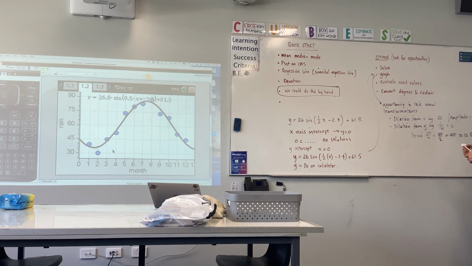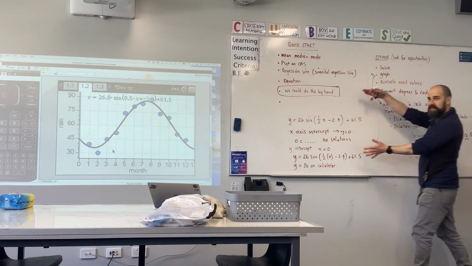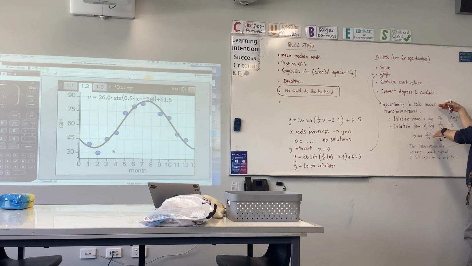So this is an opportunity to say, this seems reasonable because I would expect a full cycle in 12 months. Right? So we're doing the maths. We're looking for opportunities to discuss it further and to show what we've learnt. And we're looking for opportunities to link it back to the context of the problem.